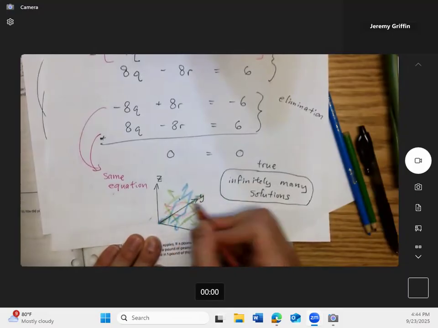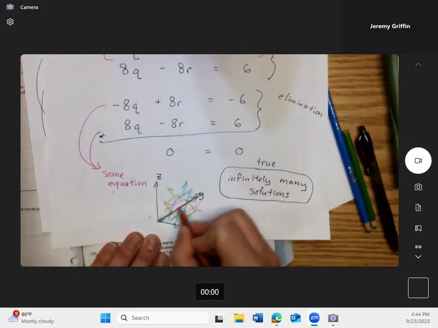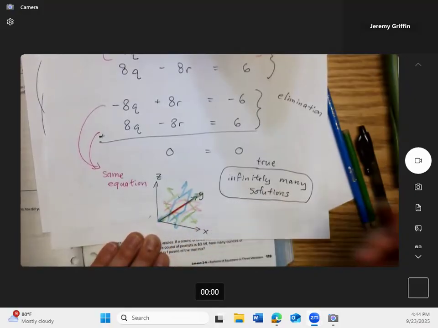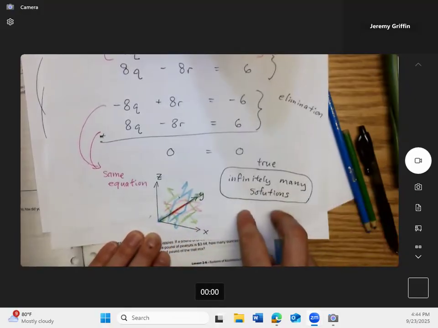Okay. But see how all three of these planes align on the y-axis? So there's not a single point where they all come together. Hence, infinitely many solutions.